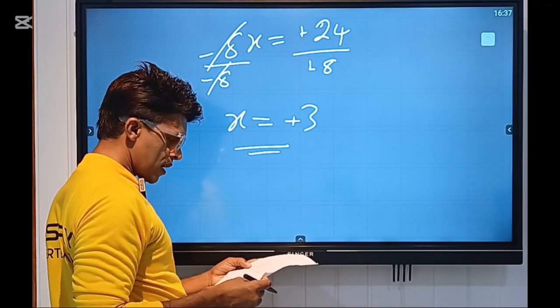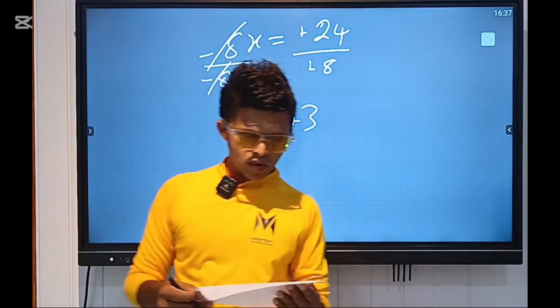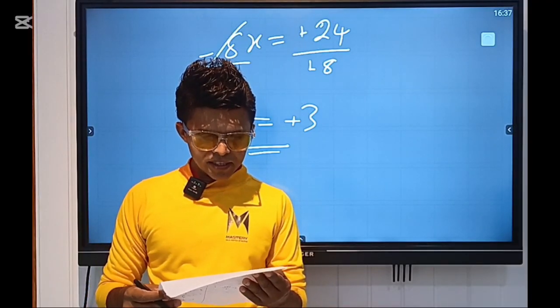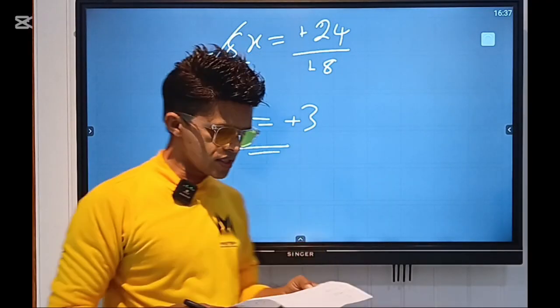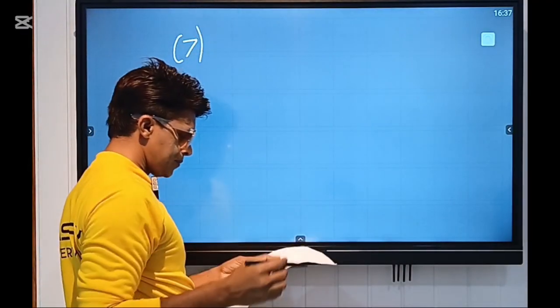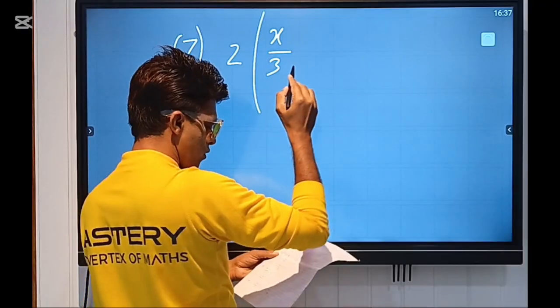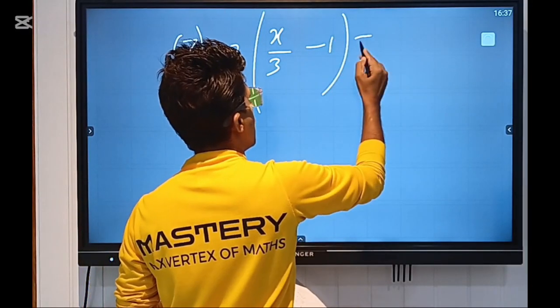I will not do the sixth one. The sixth one is the same type of question, but a little bit different. The seventh question of this exercise is 2 times (x over 3 minus 1) equals minus 6.